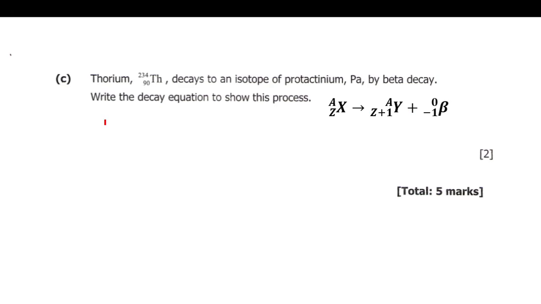So in writing our equation, we are going to have thorium 234, 90, decays to protactinium, which will have the same mass number 234. Here the atomic number is 90, to increase by 1, plus now the same beta particle that will be released. So this is our decay equation.